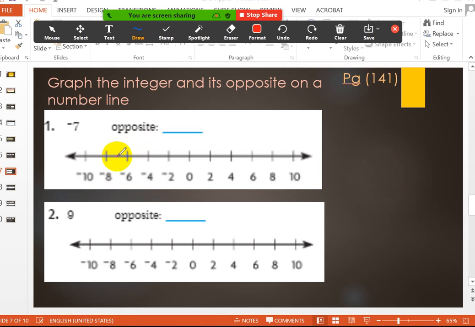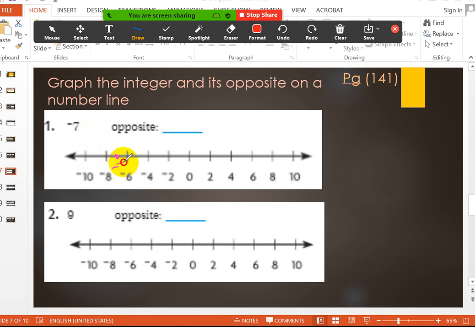Right, Rina? Are you with me? Yes, I'm with you. Will it be left or right? Left. Left, very good, because the number is negative, right? Very good. Here in the middle between 6 and 8, this is negative 7.